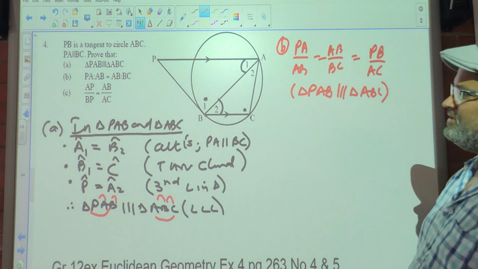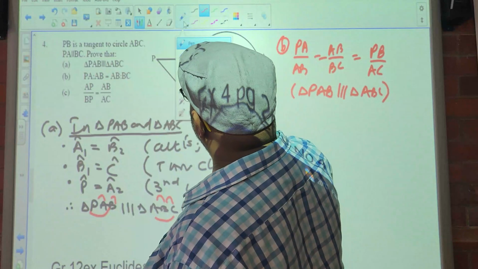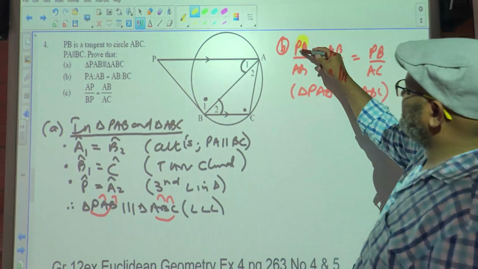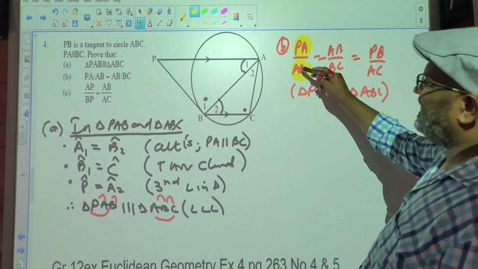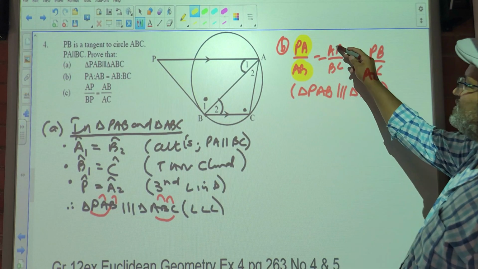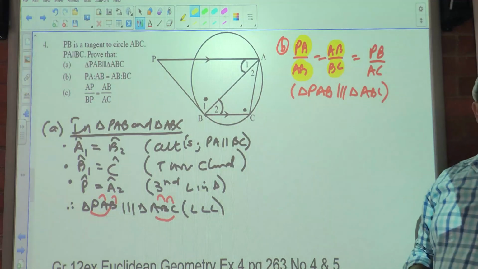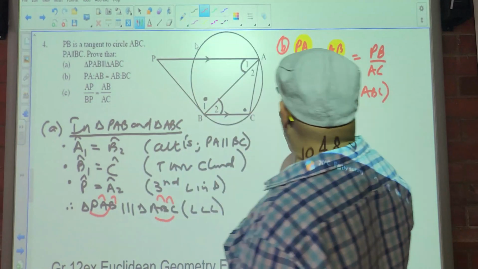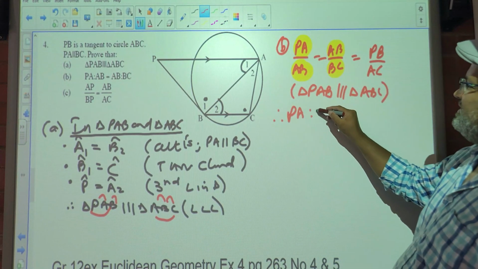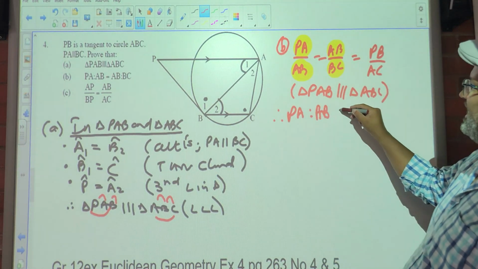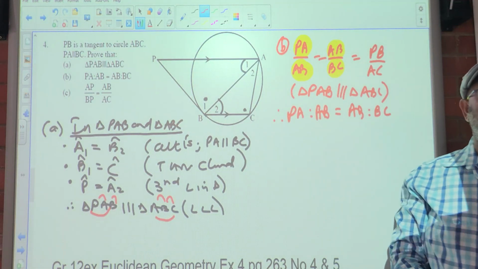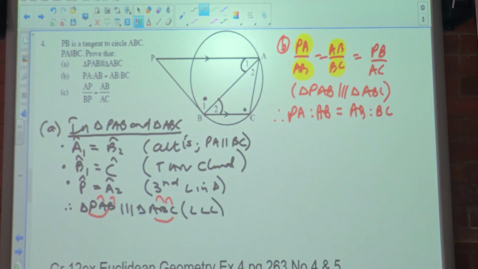So let's see what they want. They want it in ratio form, not so. So they want PA is to AB as AB is to BC. That's the one they want. Not so. So I can just conclude therefore PA is to AB as AB is to BC. Okay. Any confusion there?